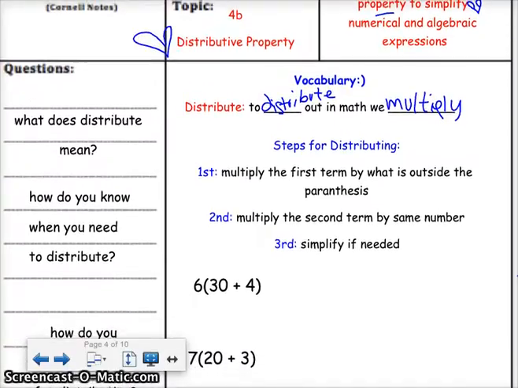So here's the step. You multiply the first term by what's outside it, multiply the second term by the same number, and simplify if needed. That means combine like terms. So I'm going to show you the process.